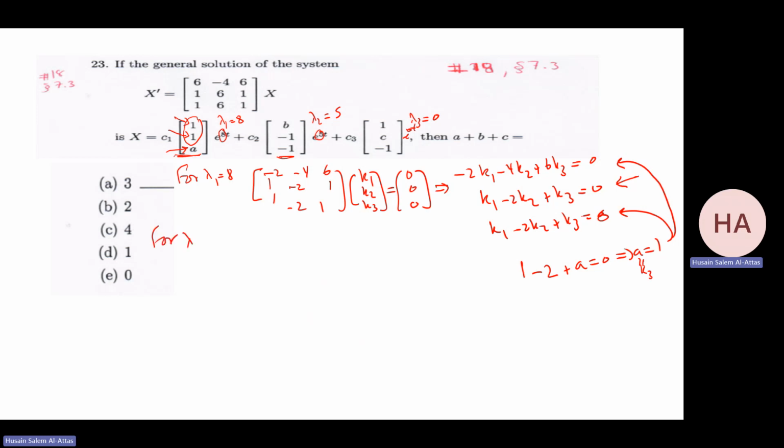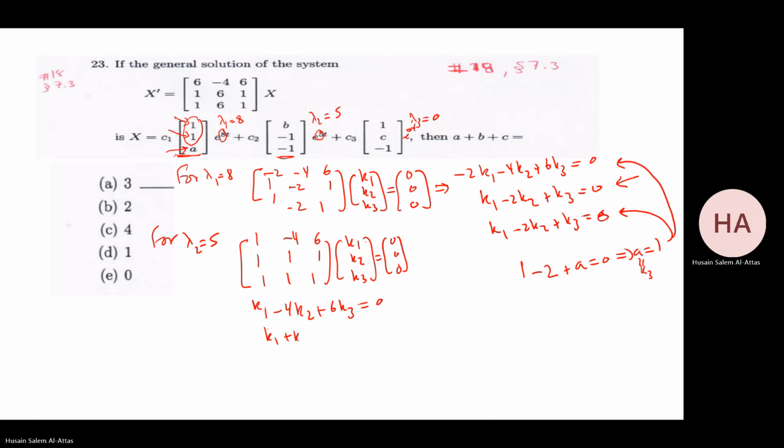Now for lambda 2 equal 5, what will I have? 1, minus 4, 6, 1, 6 minus 5, 1, 1, 1, 1, times k1, k2, k3. So what are the equations? Let me write them here. k1 minus 4k2 plus 6k3 equals 0. k1 plus k2 plus k3 equals 0. Without solving anything, I know k1 is b, k2 is minus 1, k3 equals minus 1.